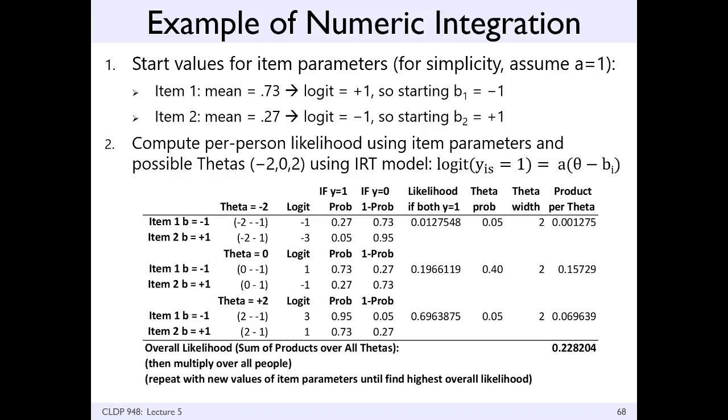Then finally, we're going to try on +2 theta, come up with the predicted probability of a 1, which is the highest yet. As you might imagine, if I got both items right, odds are good I have an above average theta. But I have to downweight it because a theta of +2 is not very likely. So then multiply those out, and I get here.